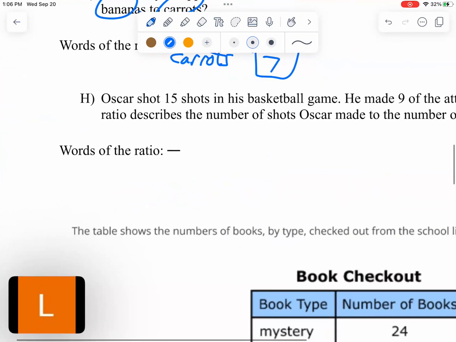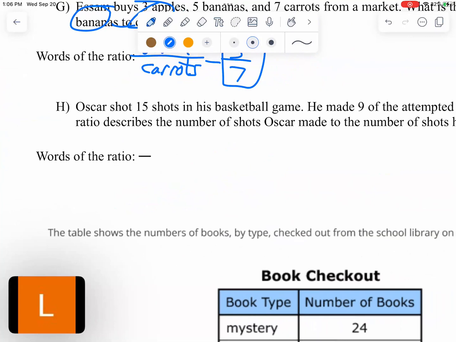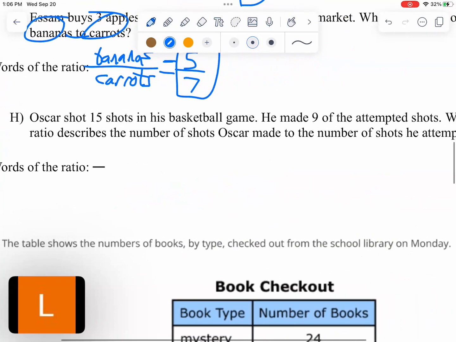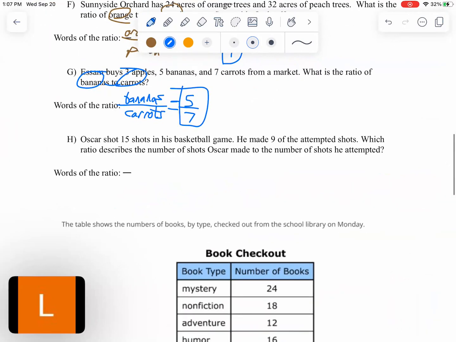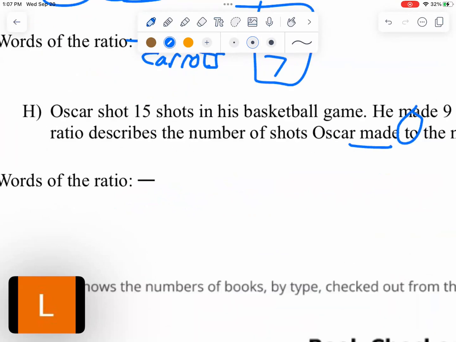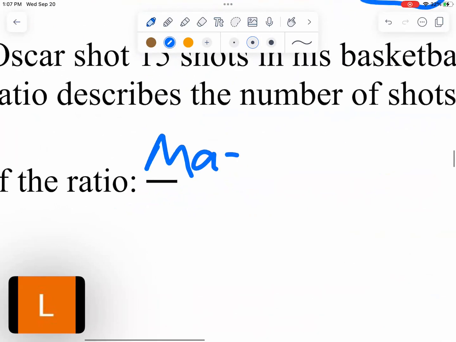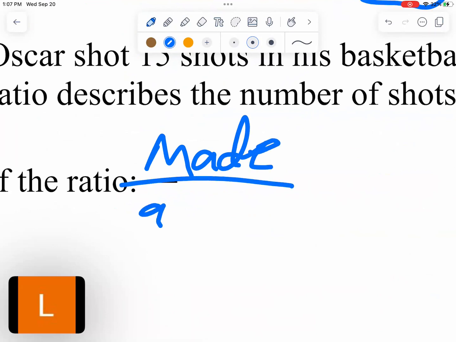All right, next, Oscar shot 15 shots in his basketball game. He made 9 of the shots that he attempted. What ratio describes the number of shots he made to the number of shots he attempted? So made to attempts, or made to total, something like that. If it's a total, you can always write total. That's fine. I'm going to write attempts, but if you wrote total or all shots or something like that, that's fine too.